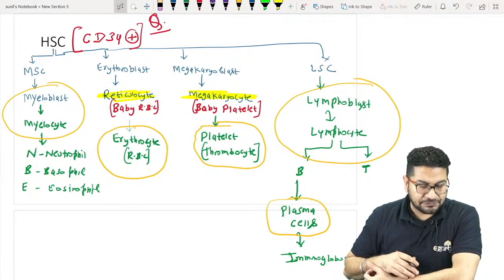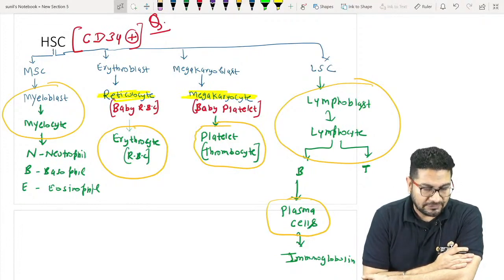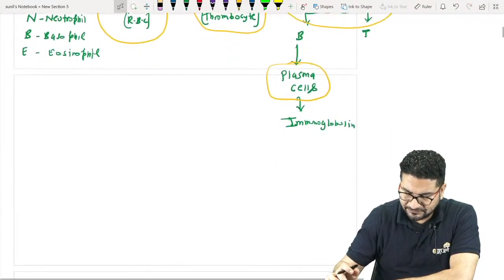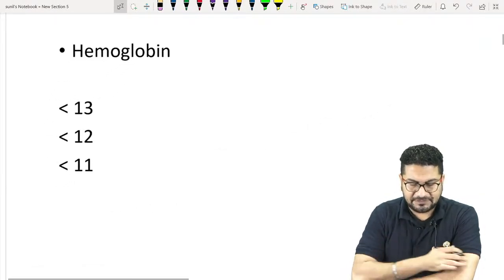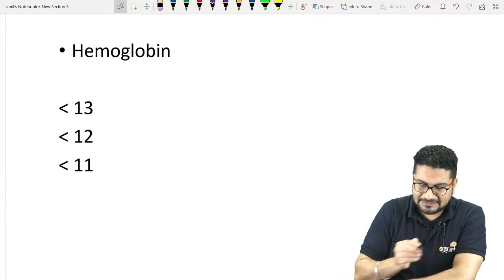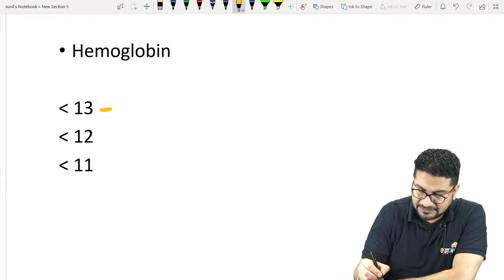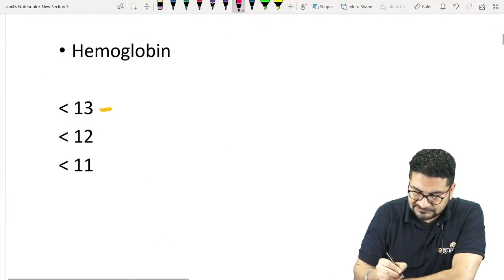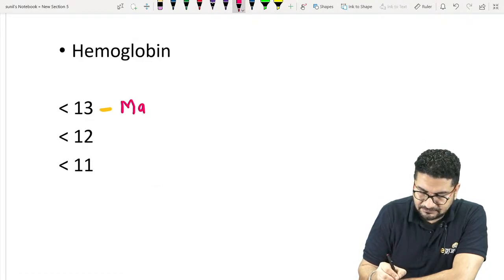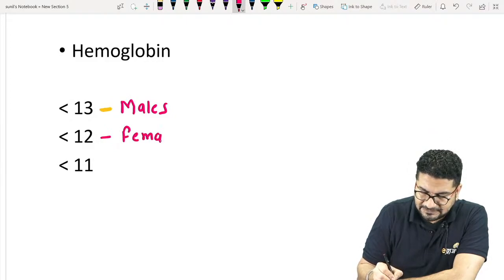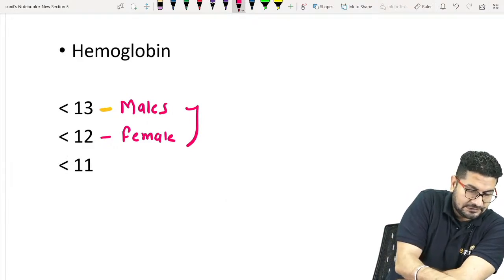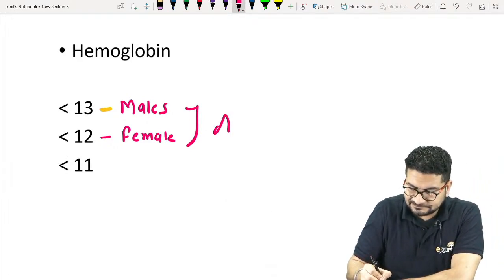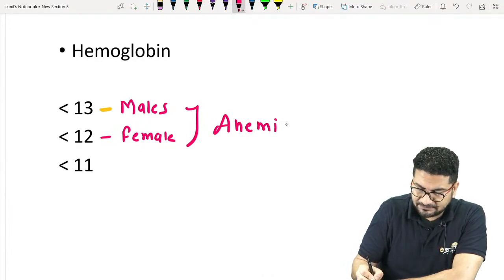So this is what we need to study. Based on this, you should know how to read a CBC. So what do we see in CBC? First thing, in CBC we see hemoglobin. If I say less than 13 in males, and less than 12 in females, this is what we call anemia.